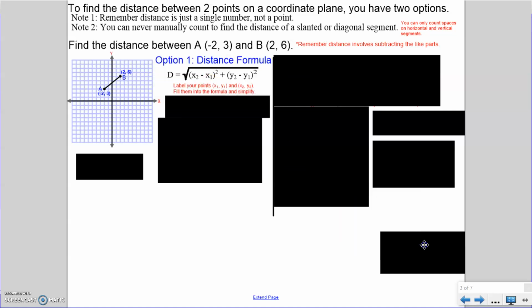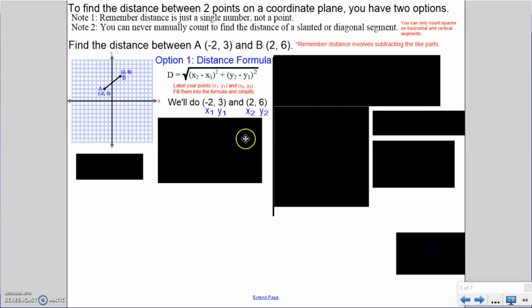So our first option is the distance formula. So d equals square root of x2 minus x1 all squared plus y2 minus y1 all squared. Notice this x2 minus x1 came from the distance of the x number line. This y2 minus y1 comes from the distance of the y number line. Alright, you label your points x1, y1, x2, y2, fill them into the formula, and then simplify.